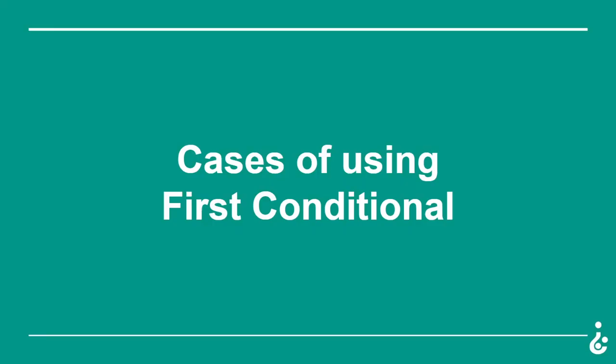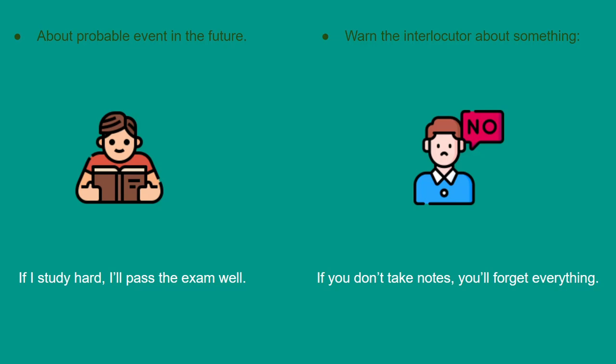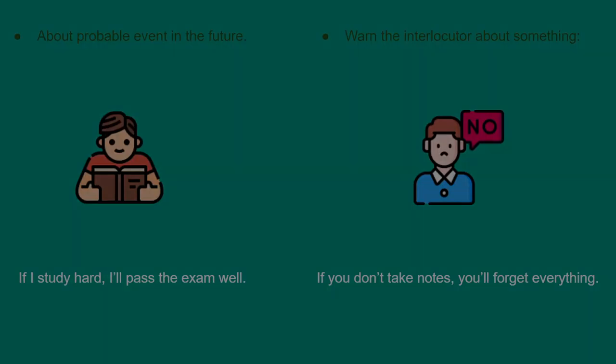Now let's look at cases of using first conditional. About probable events in the future. If I study hard, I'll pass the exam well. And to warn the interlocutor about something. If you don't take notes, you'll forget everything.